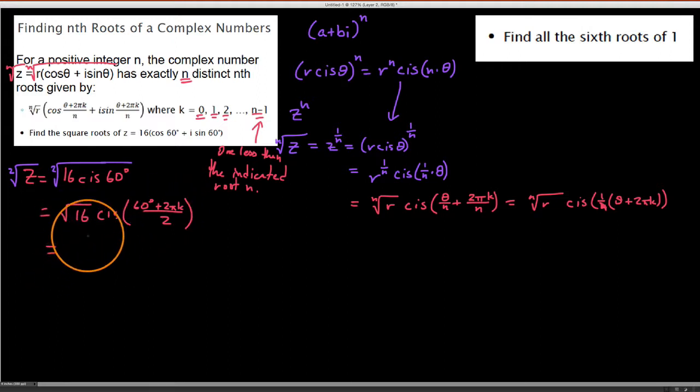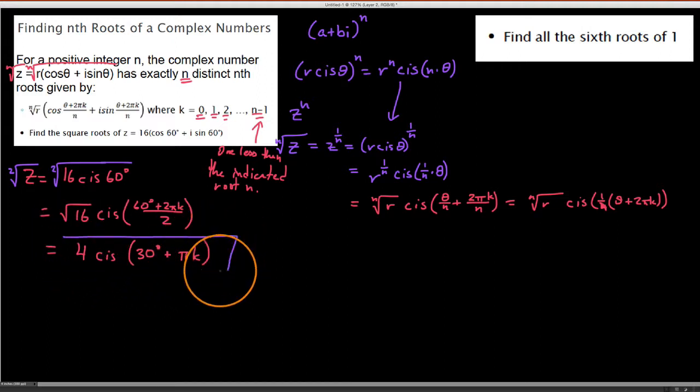And actually, by the way, the square root of the 16 here, we're going to say is 4. And we have cis. Now, I'm going to split this up and say 60 over 2 is really 30 degrees. And 2 pi k over 2 is actually equal to just pi k. Sometimes you have a fraction here and sometimes you don't. But the idea is this. This right here is the set of all square roots.